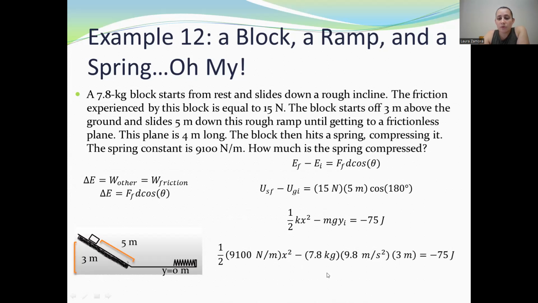So when we go through and solve this in our calculator, we would do 7.8 times 9.8 times 3. And then since that's being subtracted over here, we would add that to the other side of the equation. So negative 75 plus 7.8 times 9.8 times 3. Multiply both sides by 2 to get rid of this fraction 1/2. And then divide that by 9,100. And finally, take the square root to get our answer for x to be 0.184 meters.